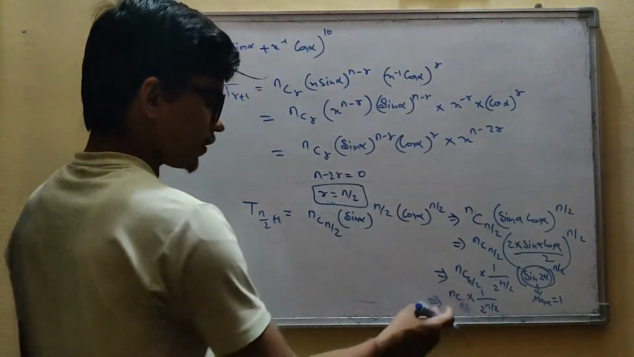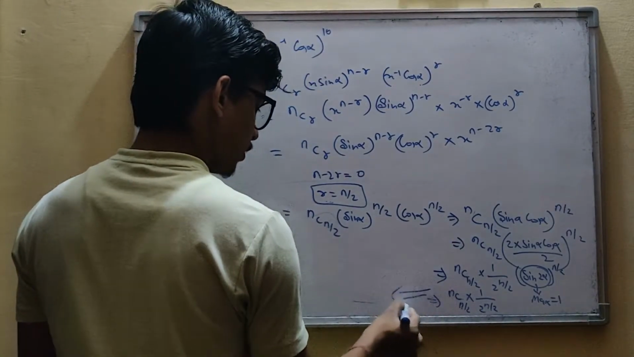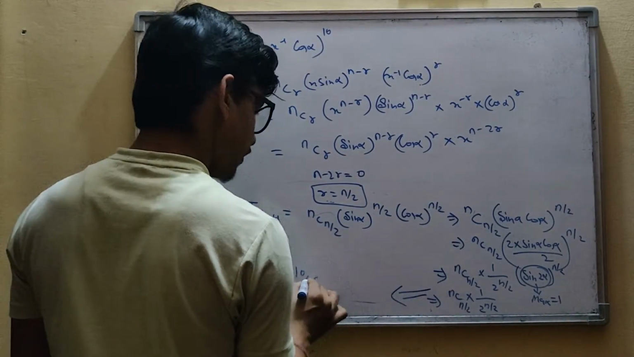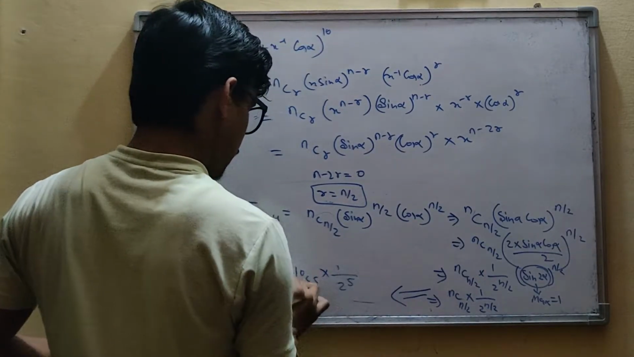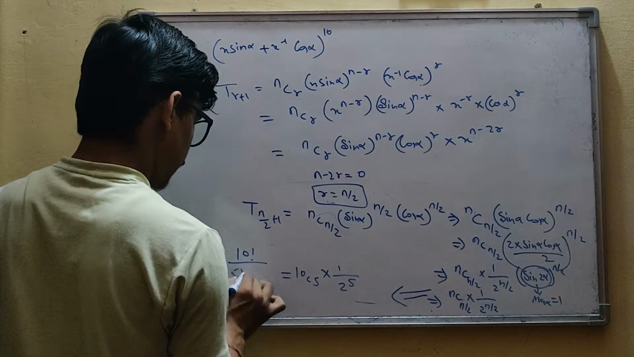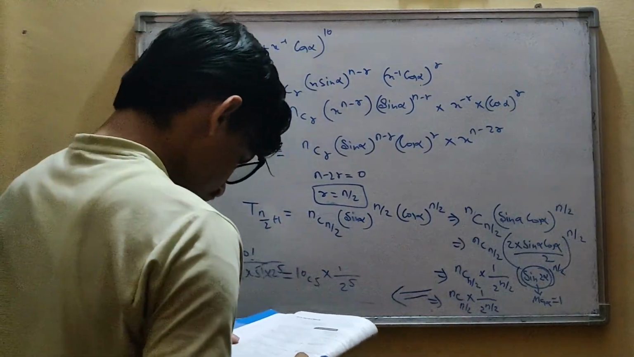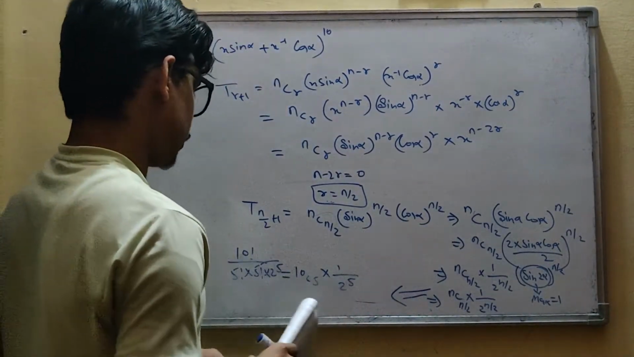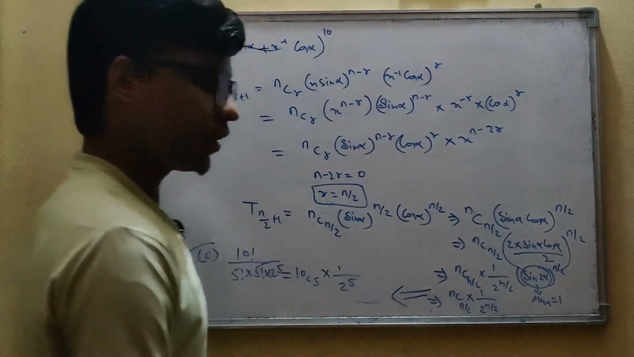So here n is 10, so this will become 10C5 into 1 upon 2^5, and if you substitute the values, it will become 10 factorial upon 5 factorial upon 5 factorial into 2^5. So 10 factorial upon 5 factorial is into 5. So C must be the answer. Okay, so this is how you can do question number 3.